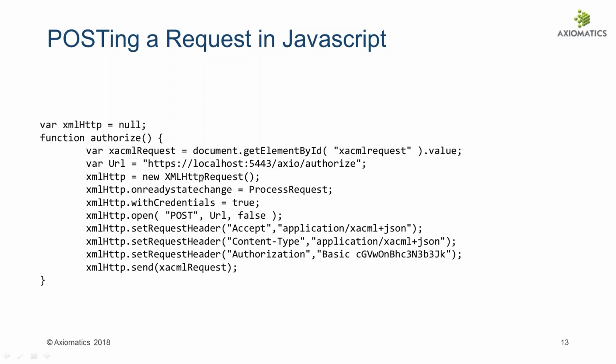where you create the request, then you define that it's a post request, you define the authorization header for authentication, you define the content type and the accept headers. So application/xacml+json is a dedicated type for the JSON profile of XACML. So it's very simple. In these few lines, boom, you've posted your authorization request.